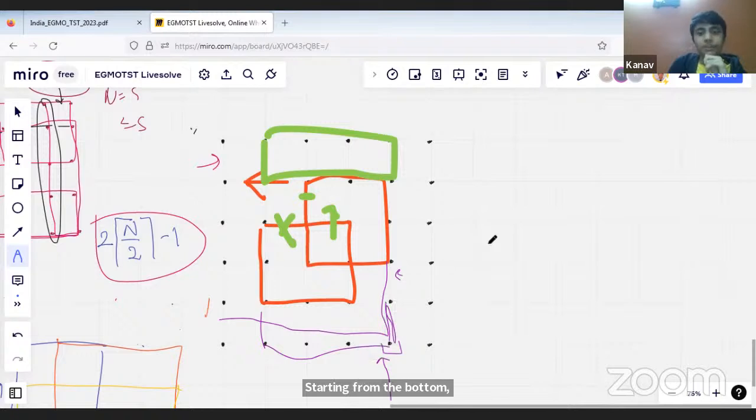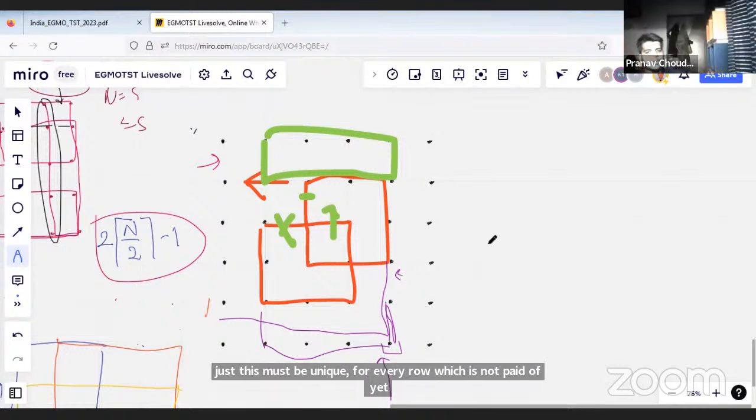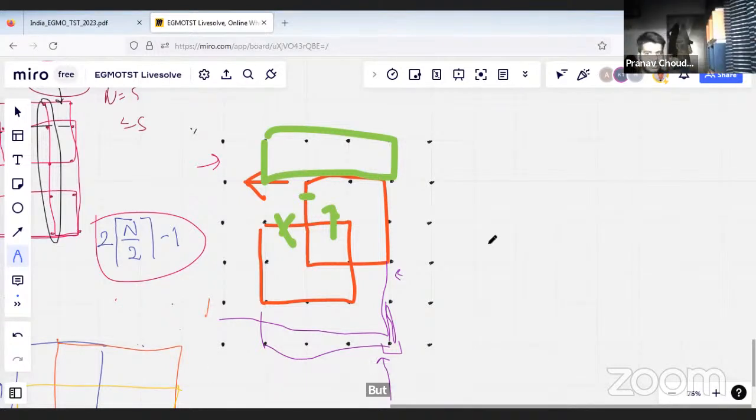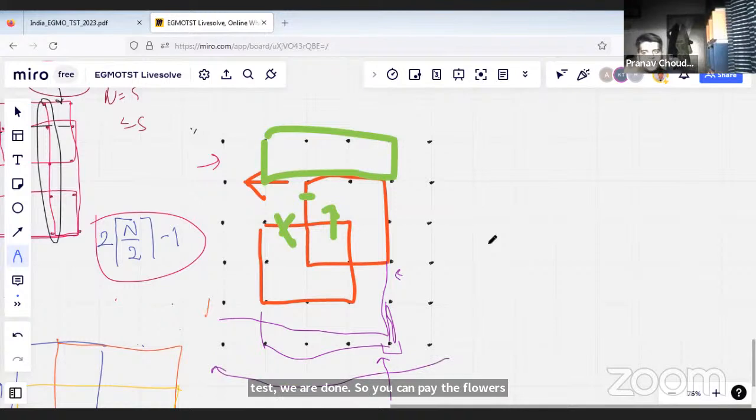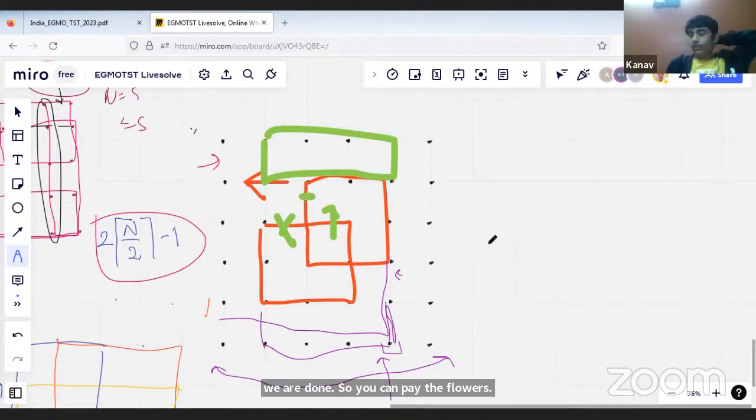And this must be unique for every row which is not paired off yet. Yeah, because if it's not unique, then you're not getting much, right? Yeah, so then I guess we are done. So you can pair off rows. Yeah, and you can pair off columns. Columns are issues. Columns are issues. Again, same thing. Right.